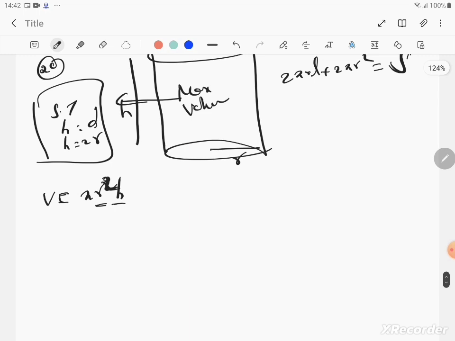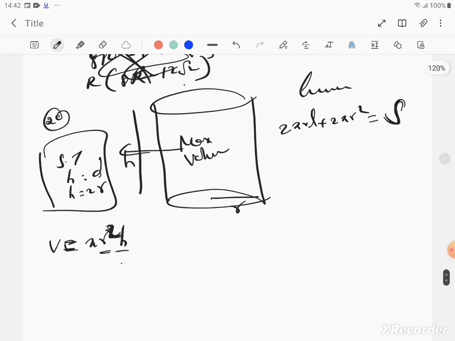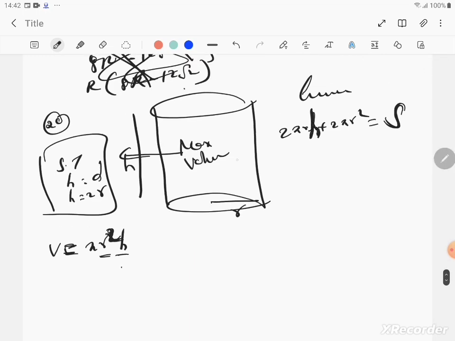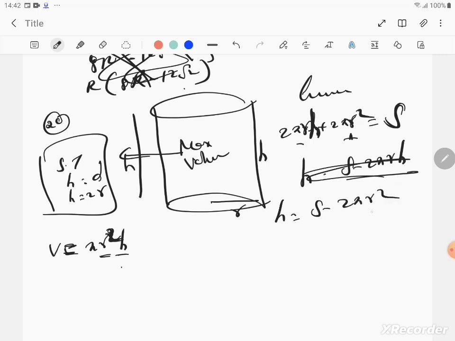You can't have two variables r and h here. In order to be able to differentiate, you should convert into one variable. For a cylinder, the surface area S is 2 pi r h plus 2 pi r square. You can't write r square because there's an r and r square, so you can't segregate it. So I'll rather write h. h is equal to S minus 2 pi r square by 2 pi r.